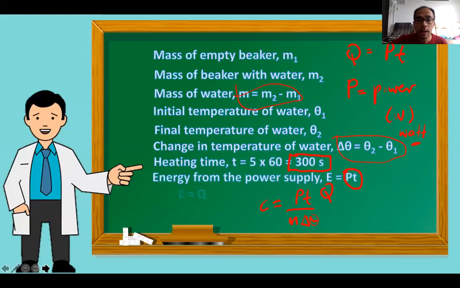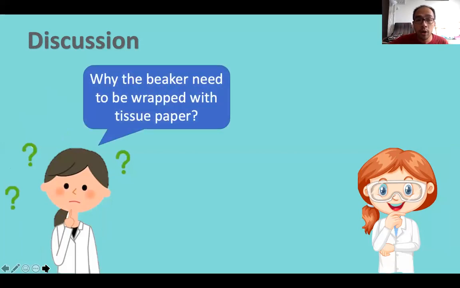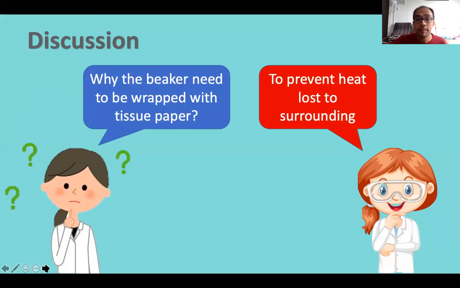So let's go to a little bit of discussion. The discussion questions are also in your textbook, I believe, on page 130. First of all, why do we need to wrap the beaker with tissue paper? This is important because we want to prevent the heat loss to surroundings. Remember the assumption I talked about before when we were talking about the transformation of energy? If electrical energy transfers to heat energy, we make one very big assumption, and the assumption is that there is no heat loss to surroundings.